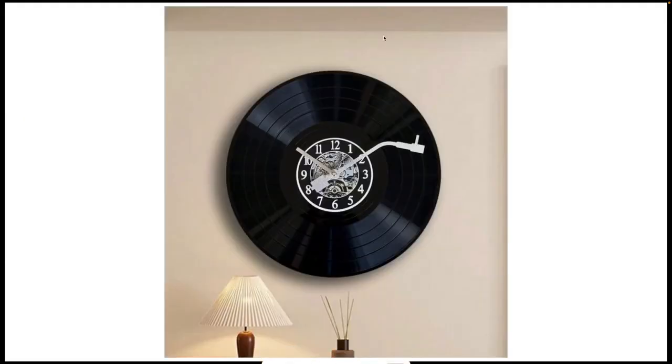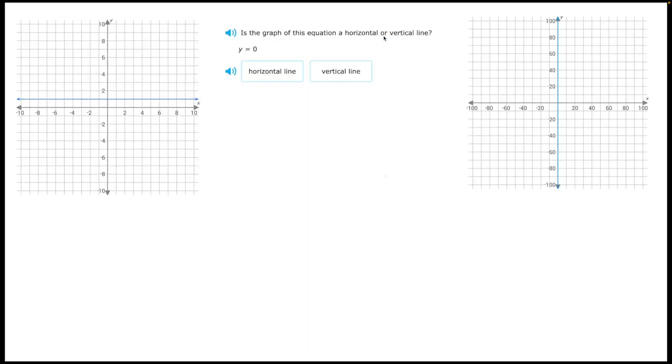All right, here's our cool clock for today, which means that it is time for you to practice. Go ahead and pause the video and try these 3 problems on your own. And when you're ready, you can unpause the video and we'll check your answer.